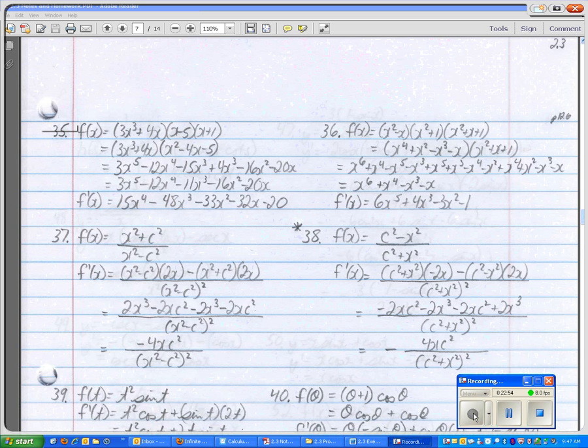So I multiplied the x minus 5 times the x plus 1 to get a trinomial. Then I multiplied that binomial times the trinomial. Then I combined some like terms. And once I finally get to there, the calculus step's easy. So that's the way I tackled number 35. If it doesn't tell you what rule to use, you just do whatever seems the best to you.